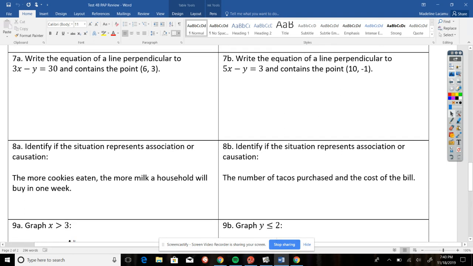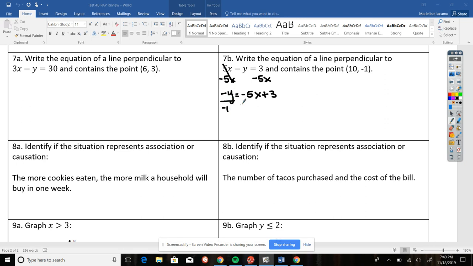Seven B says write the equation of a line perpendicular to 5x minus y equals 3, containing the point (10, -1). So again, on this one, we're going to have to solve this to get into slope-intercept form. So I start by subtracting 5x from both sides. So I get -y equals -5x plus 3. Then I can't leave this as a -y, so I'm going to divide everything by a -1.